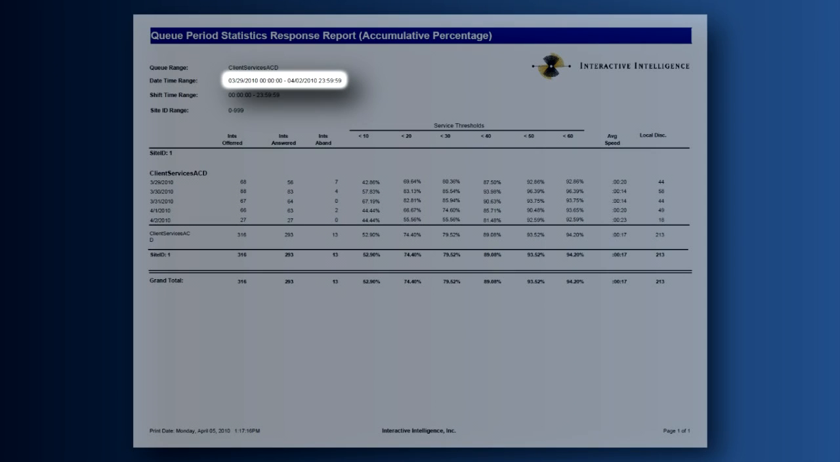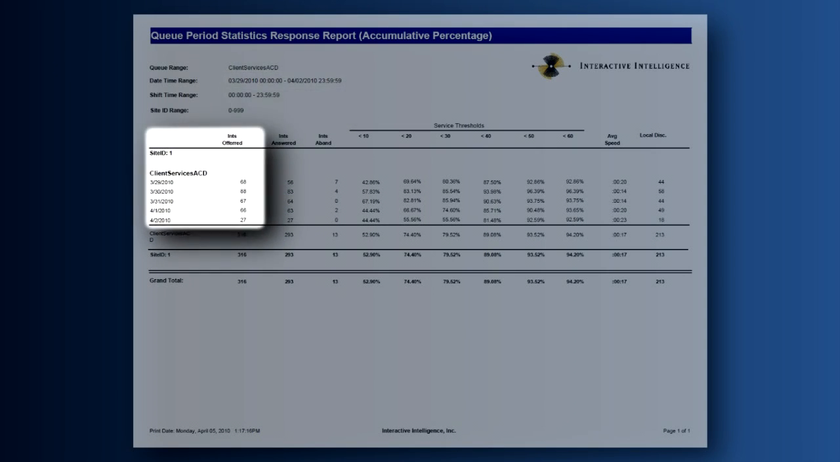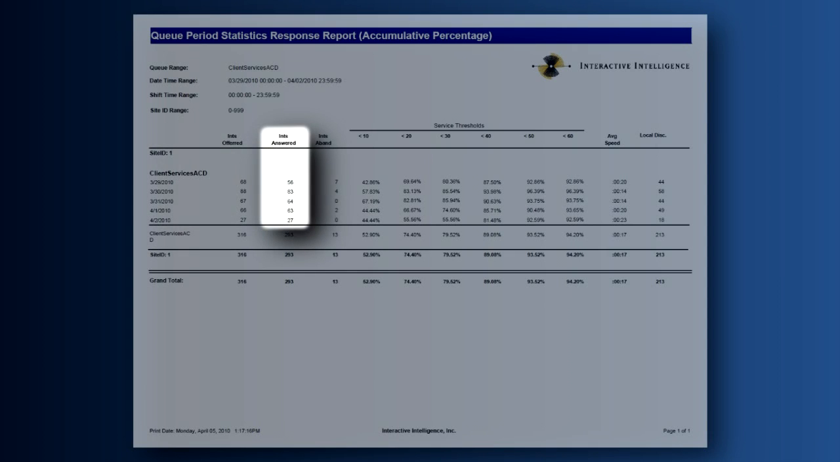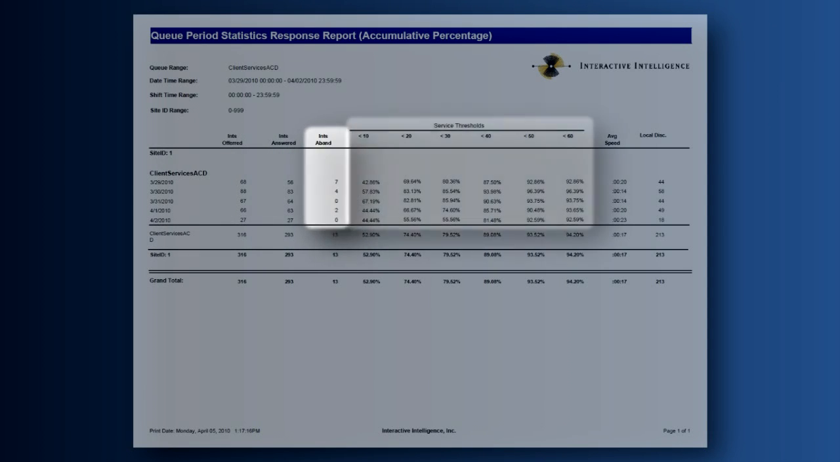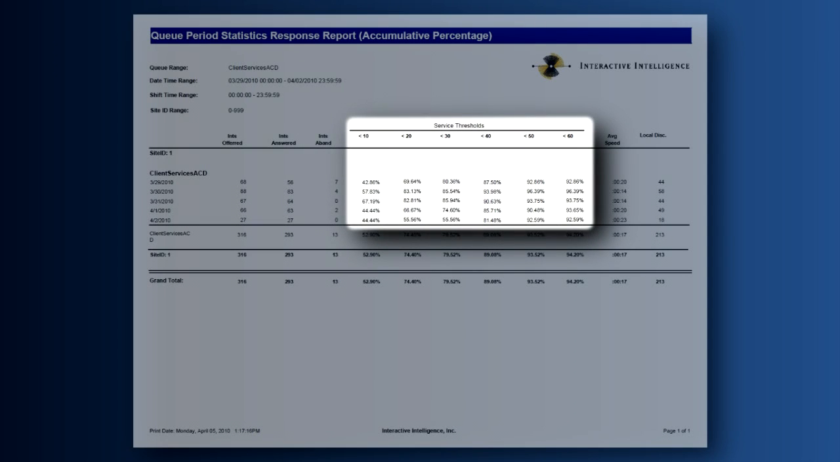As you can see from this example, we've run the report for 1 week, and we see the number of interactions we received for each of the 5 days of our work week. We're able to see how many we answered, how many we abandoned, and most importantly, our service level at the 10, 20, 30, and up to 60-second intervals across the course of the day.